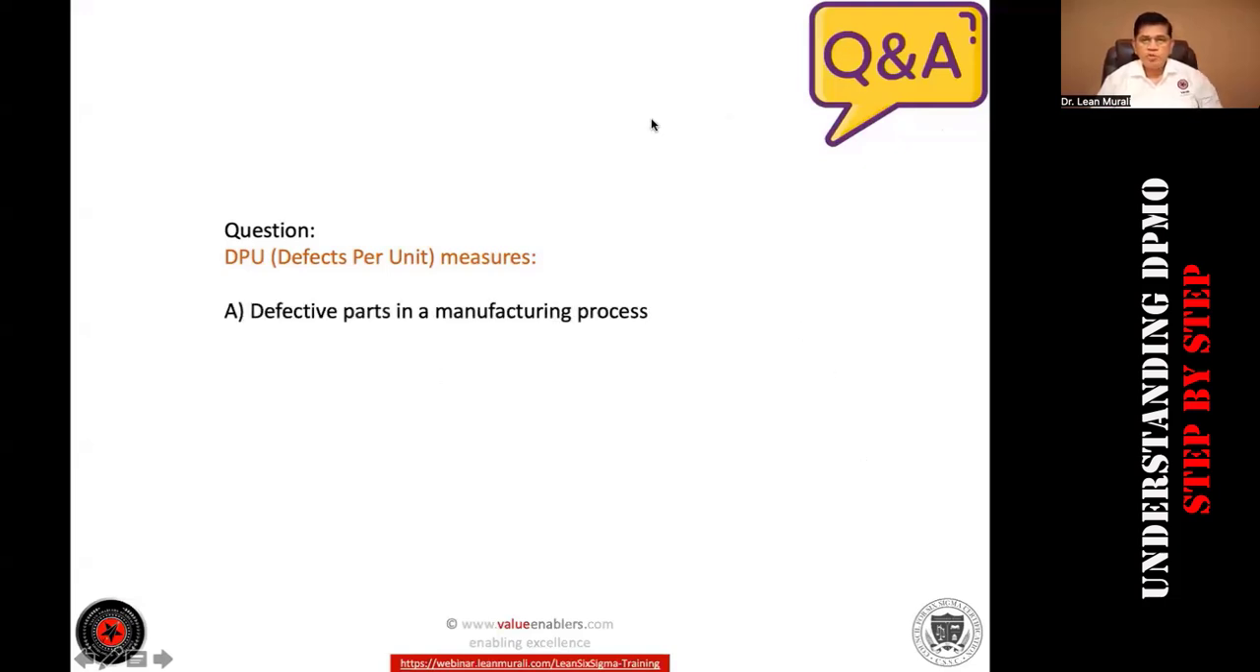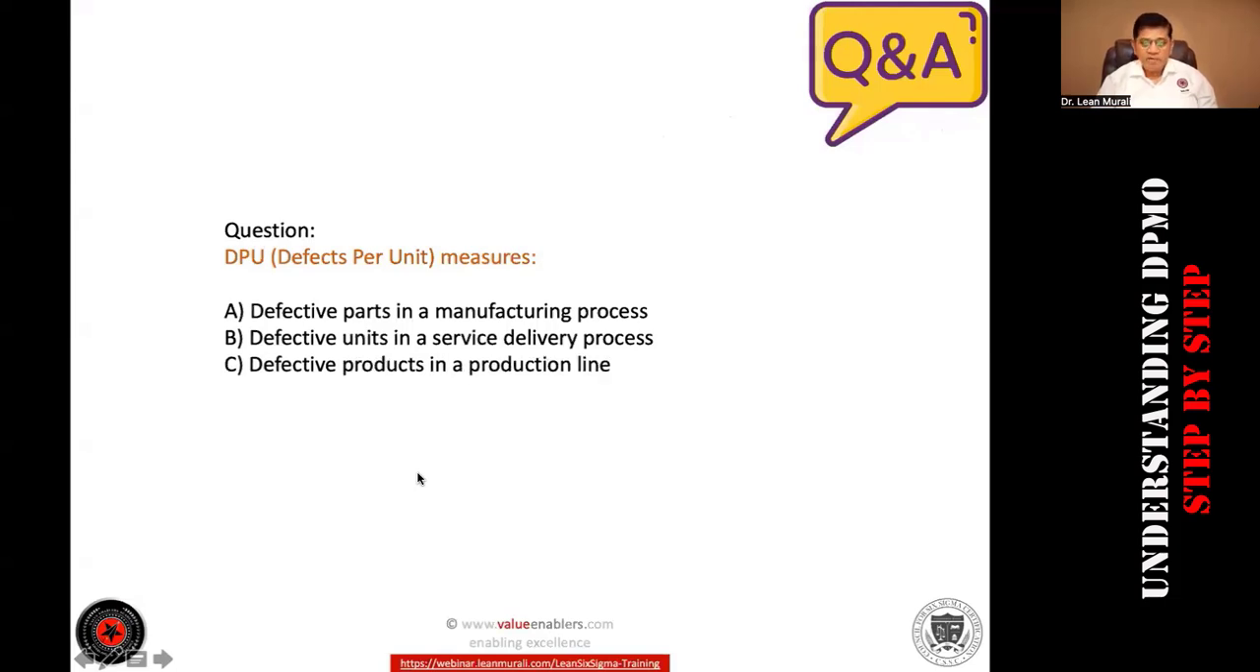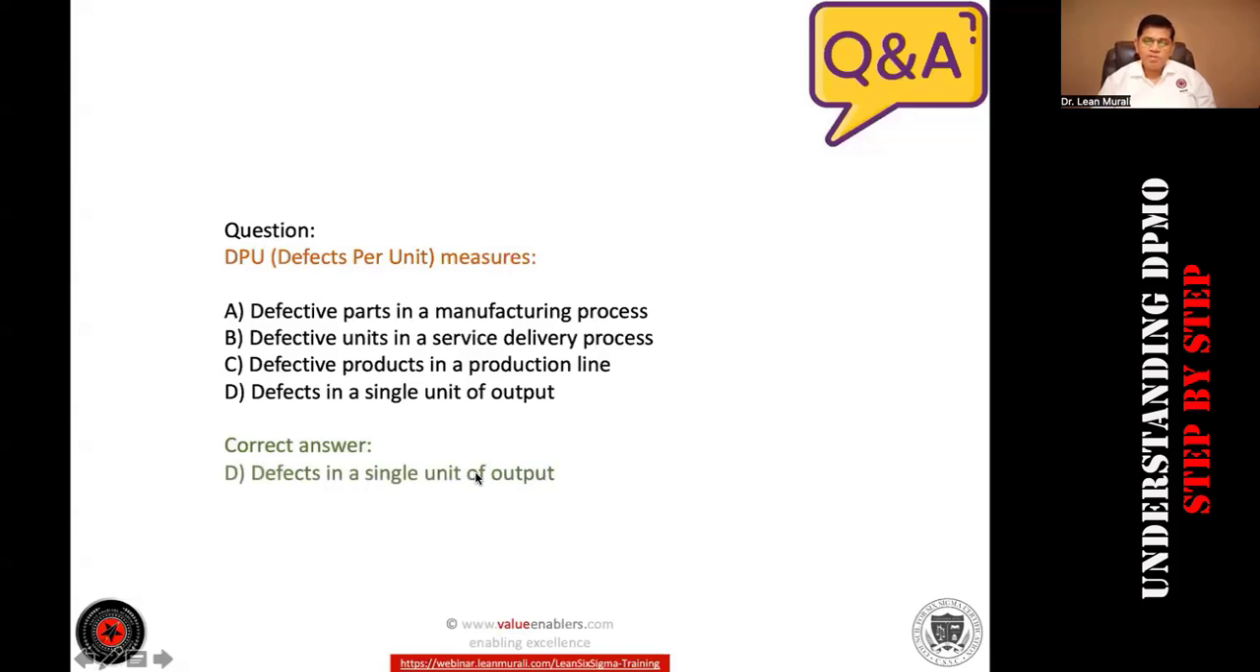Okay, can we have a Q&A session? Type ready in the chat box if you're ready for a Q&A session. And the question is, DPU, defects per unit, measures: defective parts in a manufacturing process, defective units in a service delivery process, defective products in a production line, or defects in a single unit of output. What's the right answer as per the definition that we have seen? Good. So the correct answer is defects in a single unit of output. Fantastic answer.